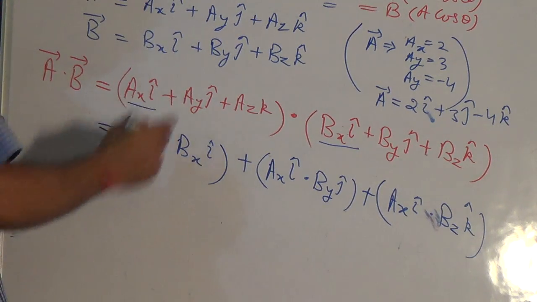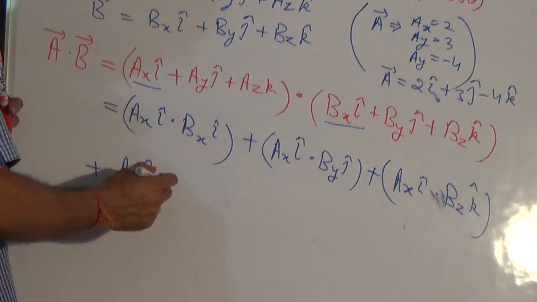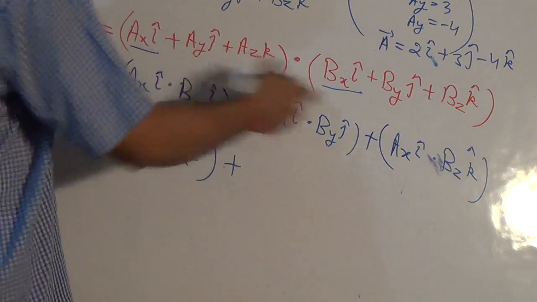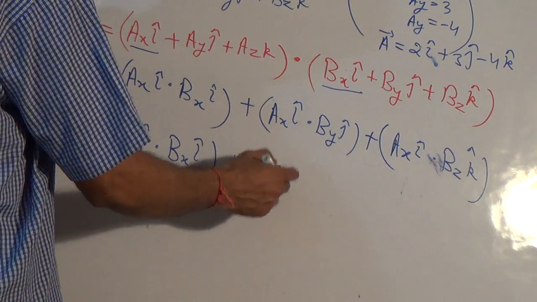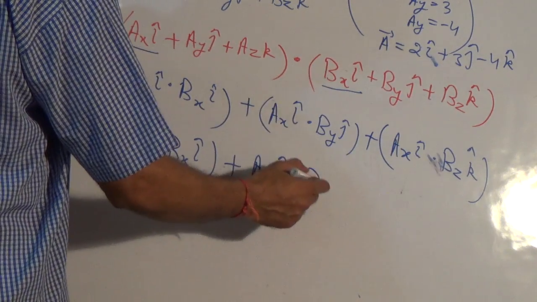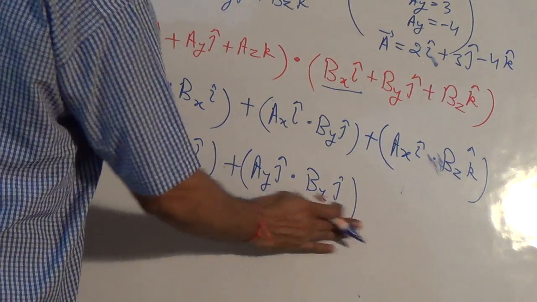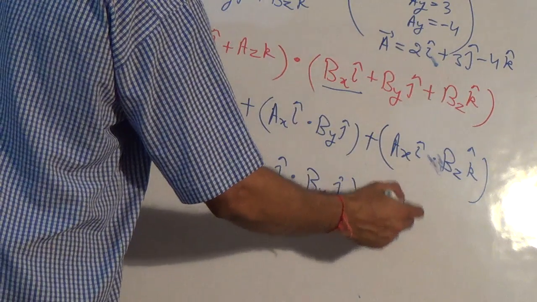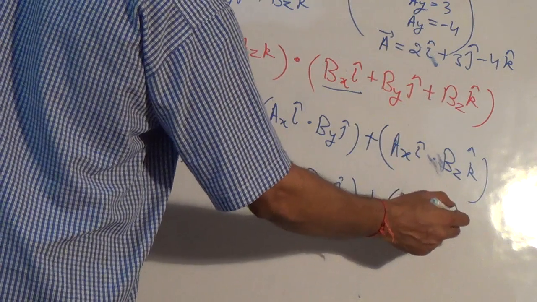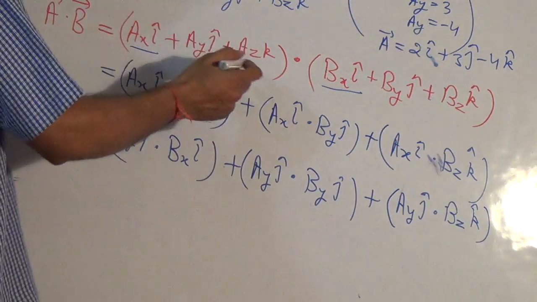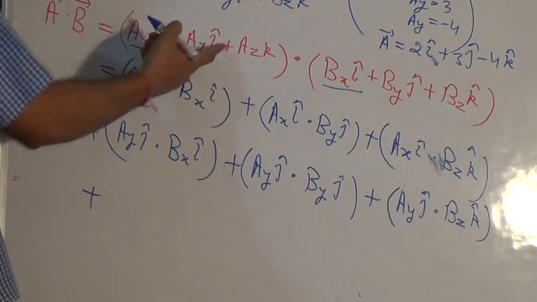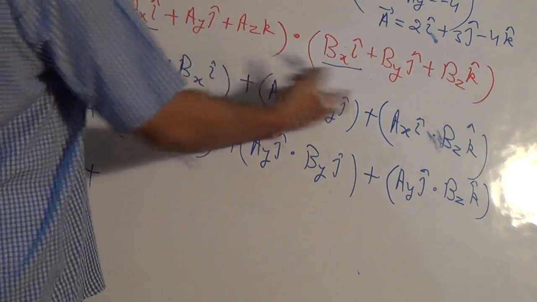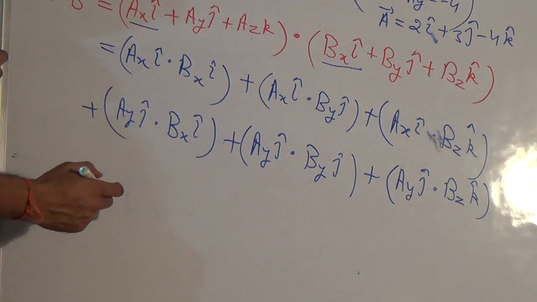Now this plus sign, ayj dot bxi, and then ayj with the by component, that is j also, plus ayj dot bzk. Now for the third component of this vector, azk with bx, and again for the second term, and then for the third term. So we expand this scalar product in this way.